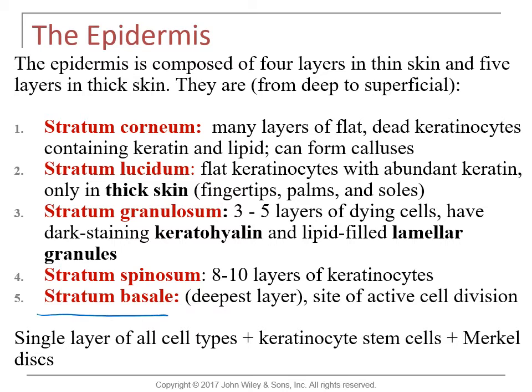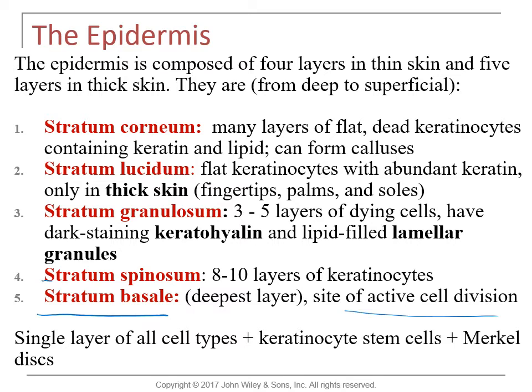So this one is the deepest layer, composed of a single row of cuboidal or columnar keratinocytes that contain scattered keratin intermediate filaments. Stem cells undergo cell division to produce new keratinocytes, so it's a site of active cell division. And melanocytes and tactile epithelial cells associated with tactile discs are scattered among the keratinocytes.